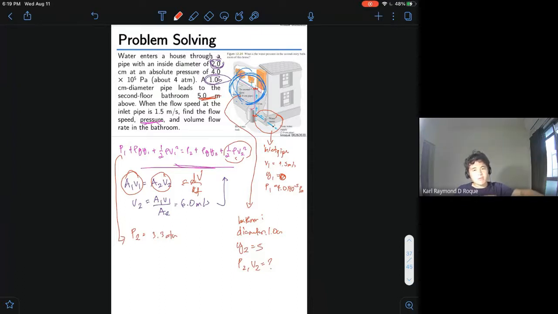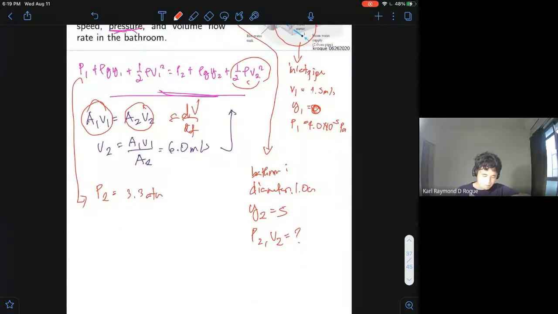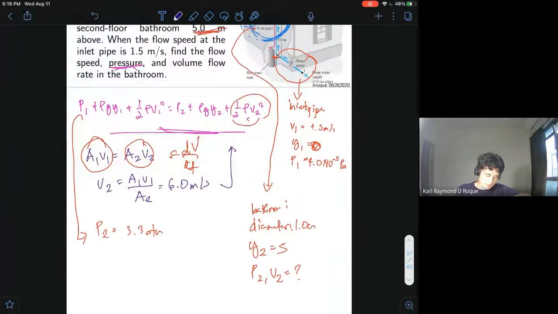Saan po pala nakuha yung P2 equals 3.3 ATM? Sabi ko nga kanina, Megan, di ba ang first step is to get V2. Bakit? Kailangan nating gamitin yung ito. This is Bernoulli's principle. Bale, solve for P2. Plug in all the values you got. Kasi meron ka na lahat yan eh, diba? Yan. Substitute lang, tas solve.